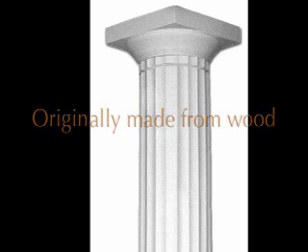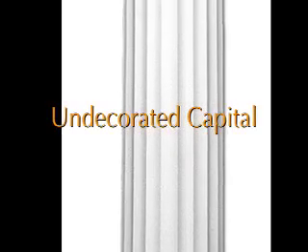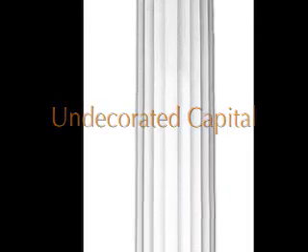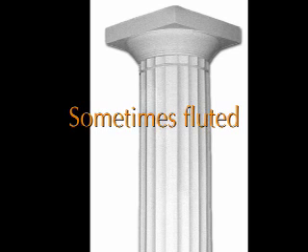Greek temples were originally made from wood until they were made out of stone, which is where these columns come from. Doric columns have no base and rest on a stylobate, and have an undecorated capital that looks like a cushion. It shows entasis, which is thick rounded shafts, and it is sometimes fluted.